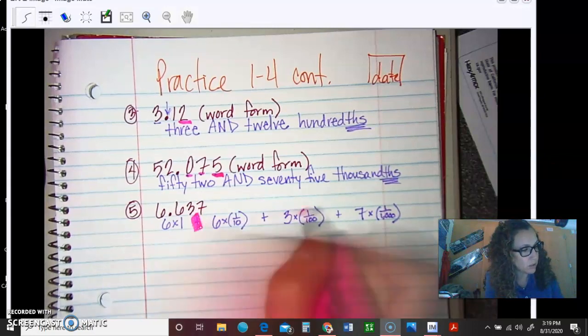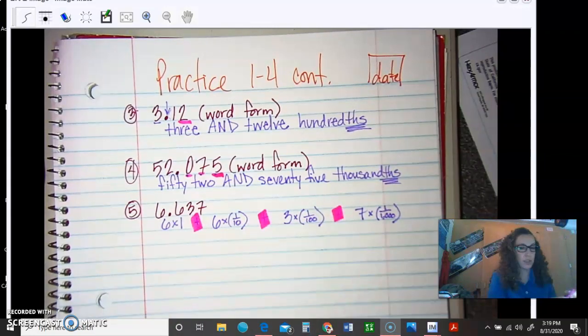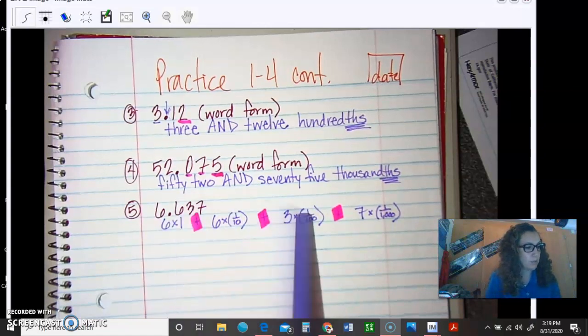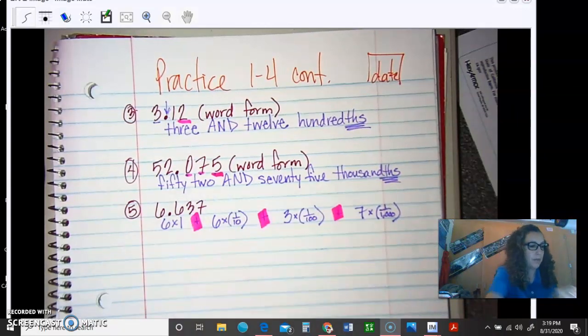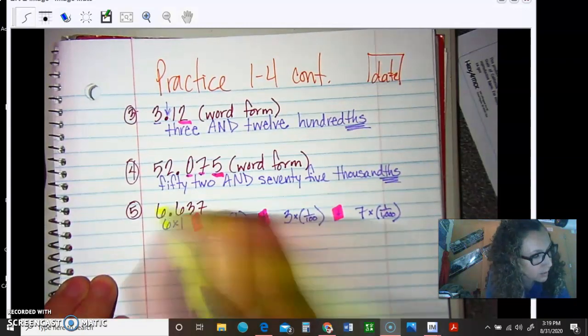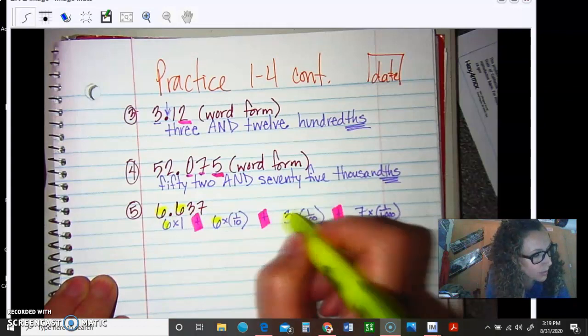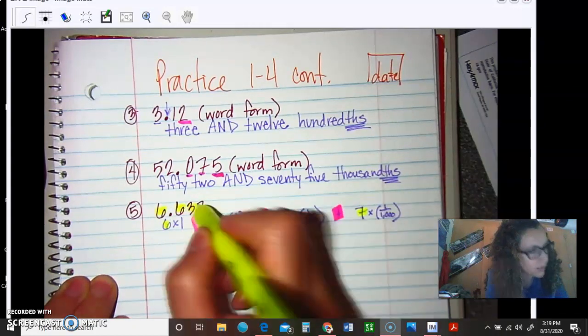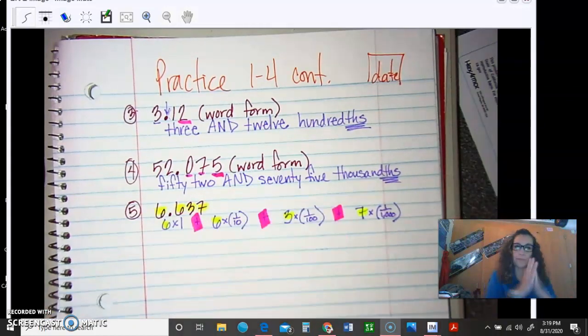Notice I sectioned it out so you can see each digit being handled. Okay? So maybe I'll highlight so you can see. 6 and 6, 6 and 6, 3 and 3, and 7 and 7. See how that works? All done.